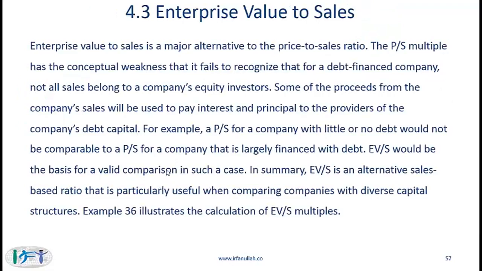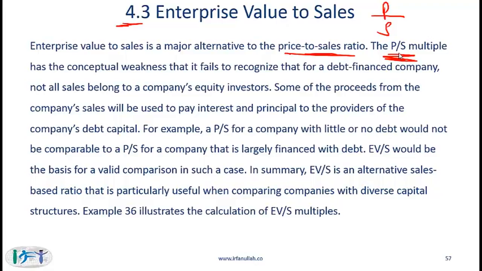All right, next point. Section 4.3, enterprise value to sales. This is a short segment. I don't think it's overly important. I'll just read the little paragraph from the curriculum and highlight what you need to know. Enterprise value to sales is a major alternative to the price to sales ratio. Do you remember this ratio? We talked about this earlier with the PE ratio and price to book.